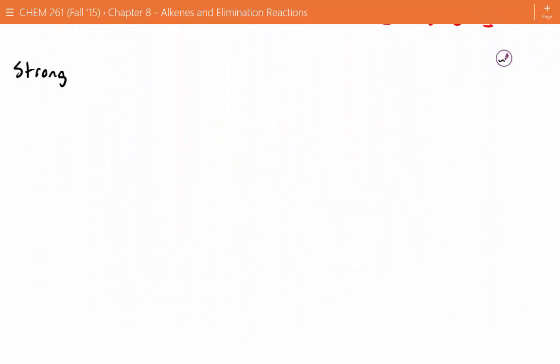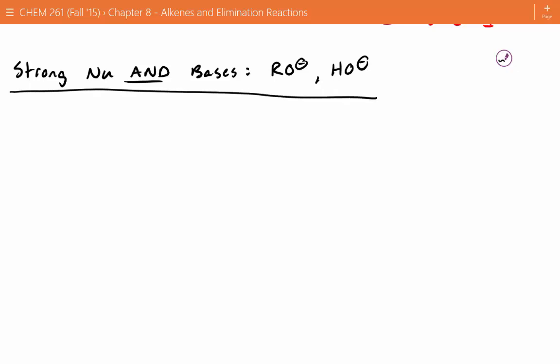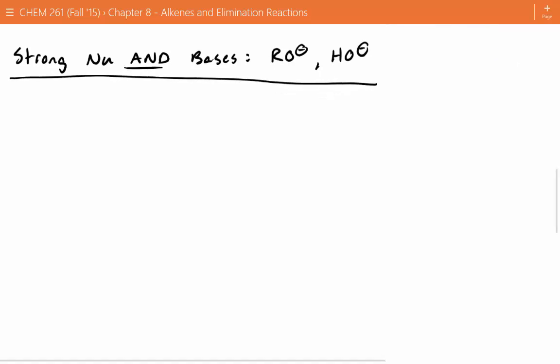So strong nucleophiles and bases. Oftentimes we run into nucleophiles that aren't just nucleophilic, they're also good at doing proton transfers. Examples of these would be something like an alcohol that's been deprotonated, so an alkoxide, or hydroxide. Both of these are reasonably good bases, but they can also act as nucleophiles, right?